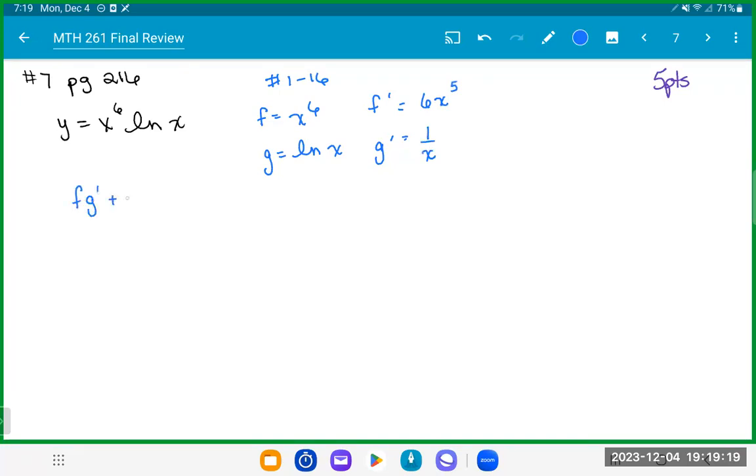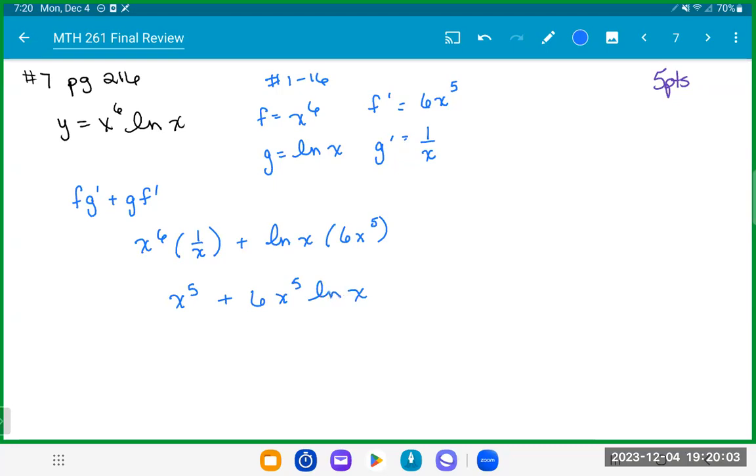Using the product rule, I do fg prime plus gf prime. And so that's going to give me x to the 6 times 1 over x plus g, which is the ln of x, times 6x to the 5. And so this gives me a total of x to the 5 plus 6x to the 5 ln of x.